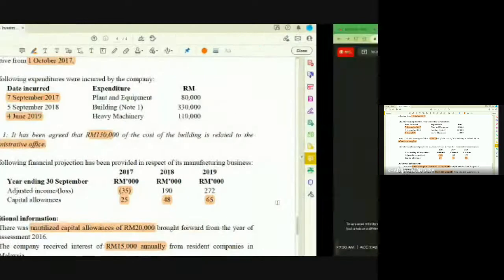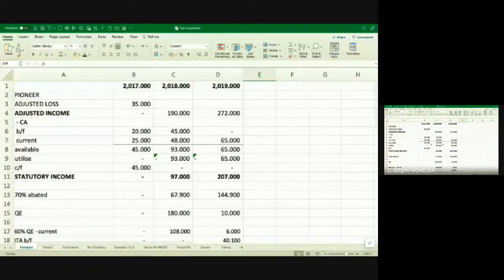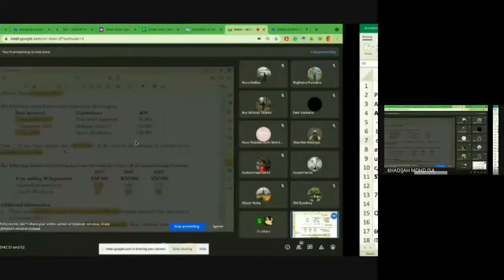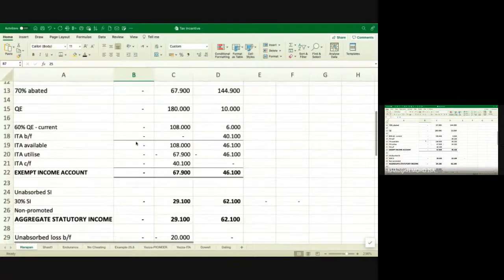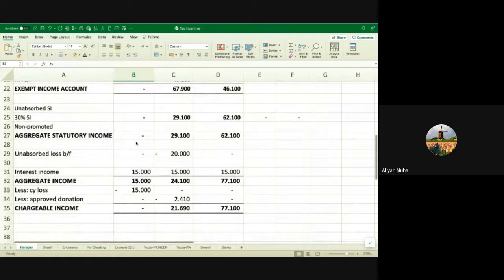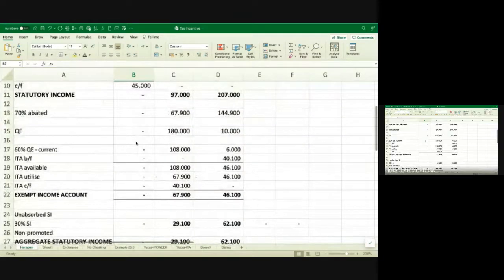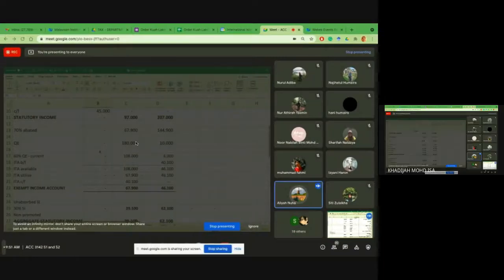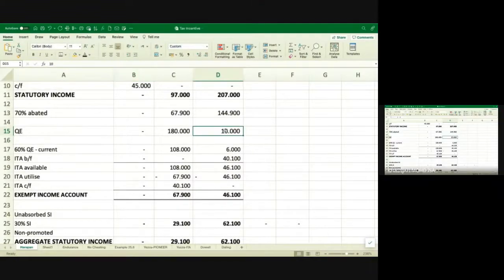Okay. So your CA tadi, I ambil current 25, 48 and 65. Yeah. Dah. QE heavy machinery 110 ke? 10. Heavy machinery. 110. I tulis berapa? Mana datang? 10 ah?